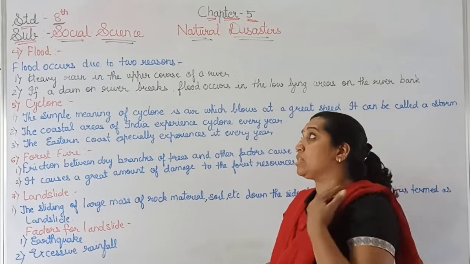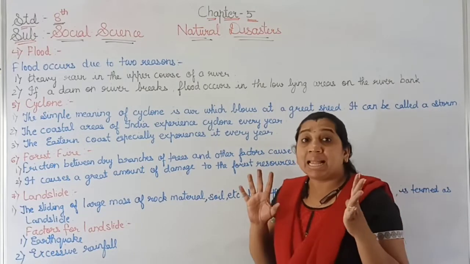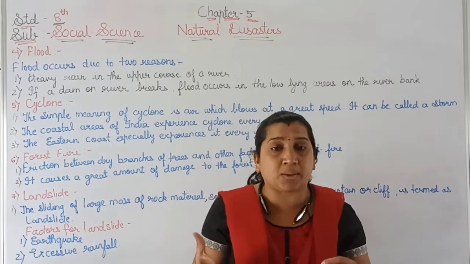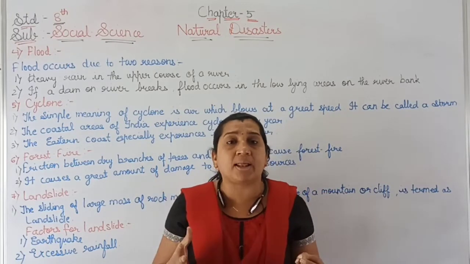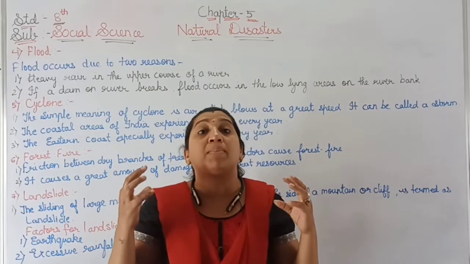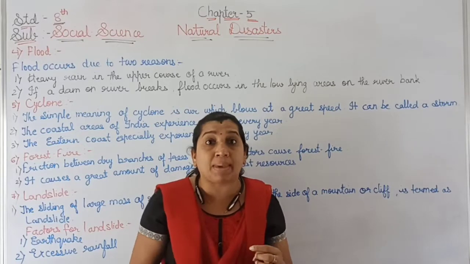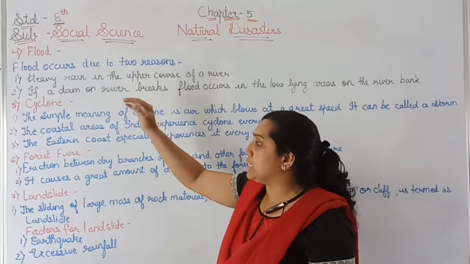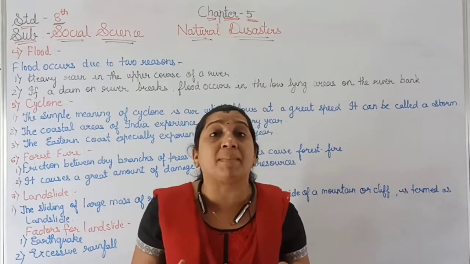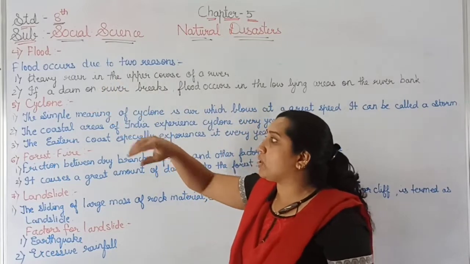Flood, cyclone, forest fire and landslide are the natural disasters that we can anticipate. Suppose there is heavy rainfall, then we can recognize that in a few days there will be a flood. So unlike earthquake, volcanic eruption and tsunami, flood, cyclone, forest fire and landslide never come suddenly and go suddenly. Now we have already studied the flood.